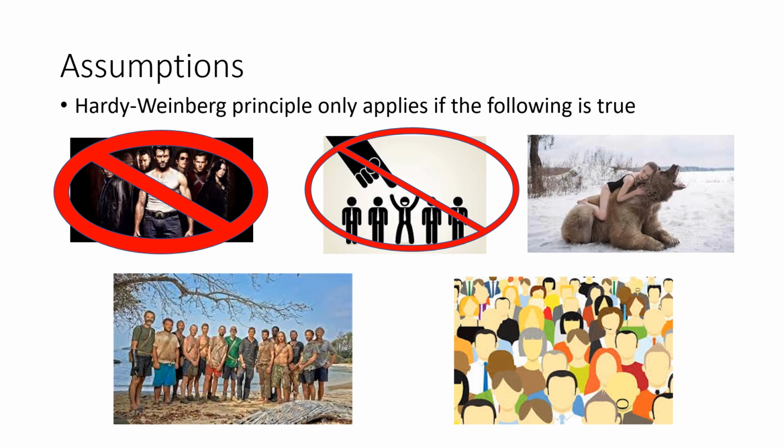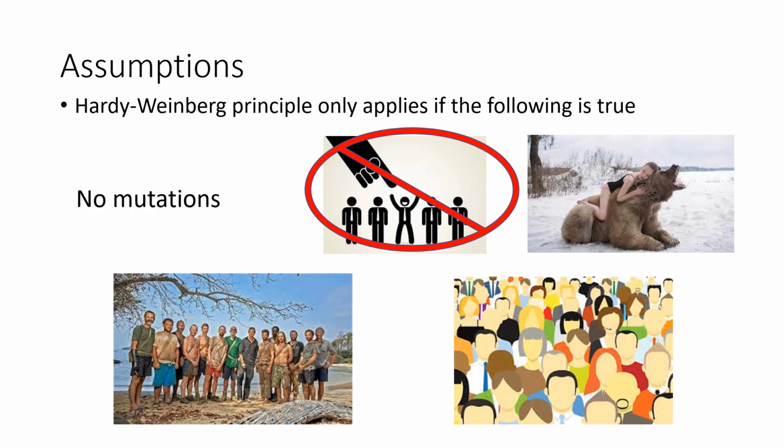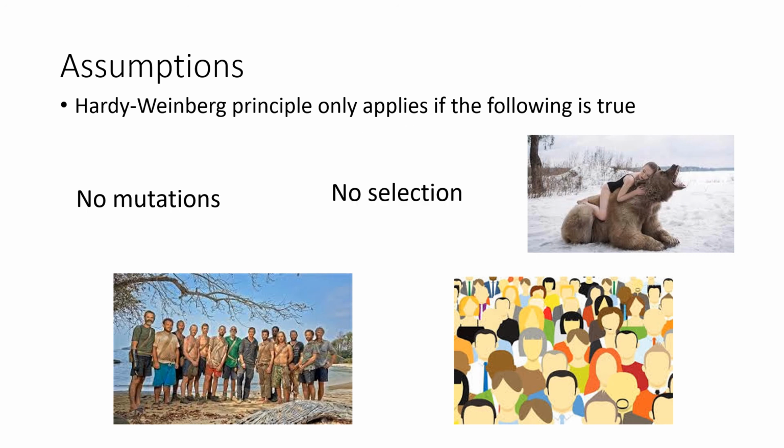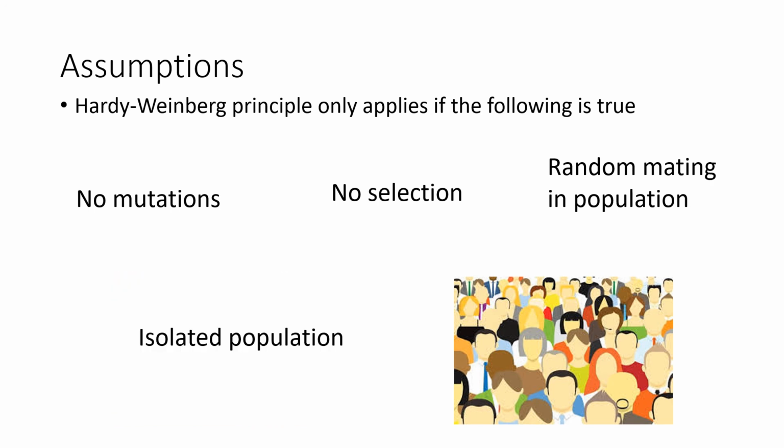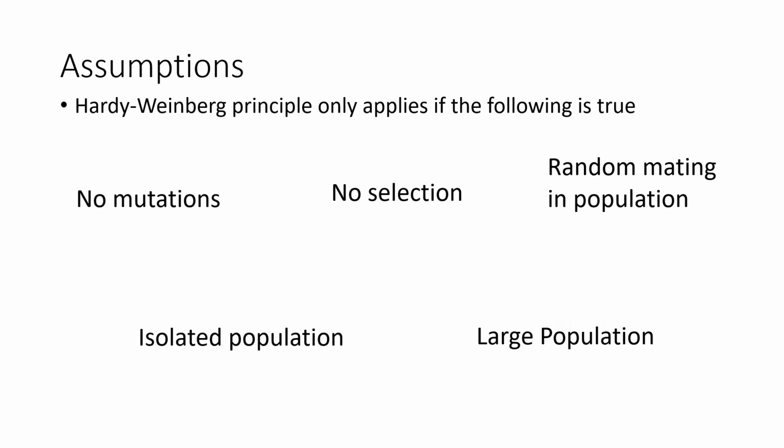So the 5 pictures are the assumptions, and the assumptions are: number 1 is no mutations. We cannot have any mutations. We can't have any type of selection. We have to have random mating. We cannot have any kind of preference in terms of mating. Population must be isolated. You cannot have a population where you've got migration going on. And lastly, we have to have a very large population. These equations are only applicable in large data sets. When you start going to really low numbers of isolated populations, these equations no longer hold water.